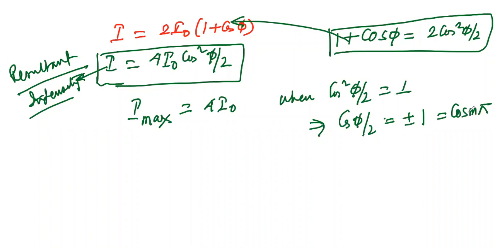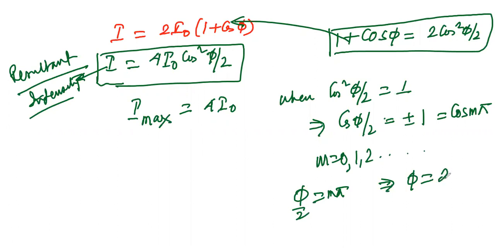Right? Because cos of m pi, where m equals 0, 1, 2, and so on. So from here you can get that phi by 2 is equal to m pi. That implies phi is equal to 2m pi. So whenever phi, that is the phase difference, is an even multiple of pi, 2m pi.